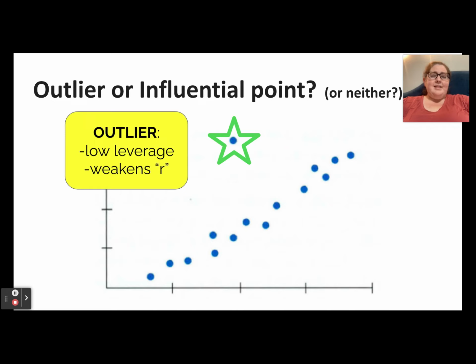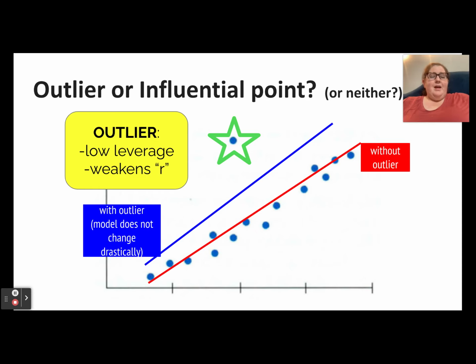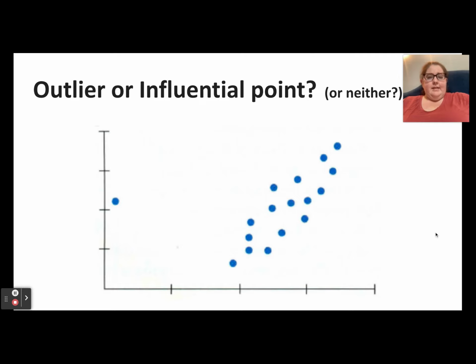It's an outlier because it doesn't have high leverage. Again, high leverage means that its x value is far away from the rest of the x values. So this one fits in with the x values. It's just its y value that's off. So it's going to weaken our correlation coefficient. It might change that regression line a little bit, but it's not going to change it drastically. So we'd call it an outlier. So then we have a graph that looks something like this.